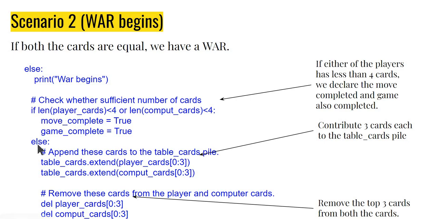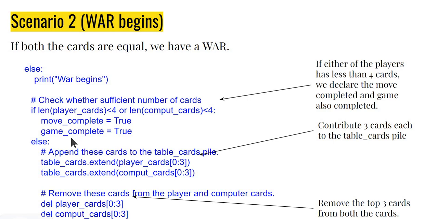We are going to put an if-else condition, which means like a T-junction. So either I go here or I go here. I first check whether both the players have a sufficient number of cards or not. If either of them doesn't have a sufficient number of cards, then I just say, okay, move is complete, game is complete. In fact, all I need to do is to say game is complete because that will be sufficient. That will break my outer loop.